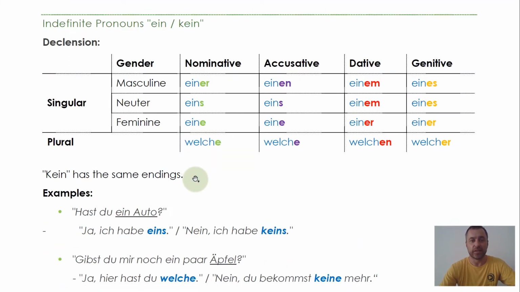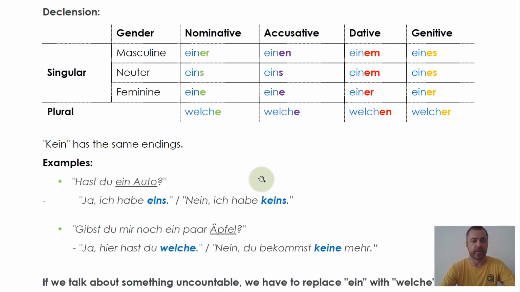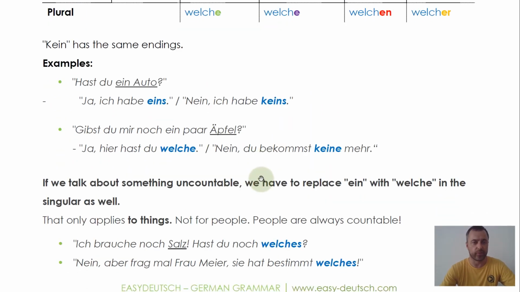Also, ein and kein could be a pronoun and then will be declined like a definite article. So you get endings everywhere. You can see that here. The endings are just the same like always. Der, die, das, die, and so on in the other cases. Obviously, ein doesn't exist in plural. So in plural, if we have something indefinite we're replacing, we use welche. Kein has the exact same endings here, but let's have a look at a few examples to make it more obvious.